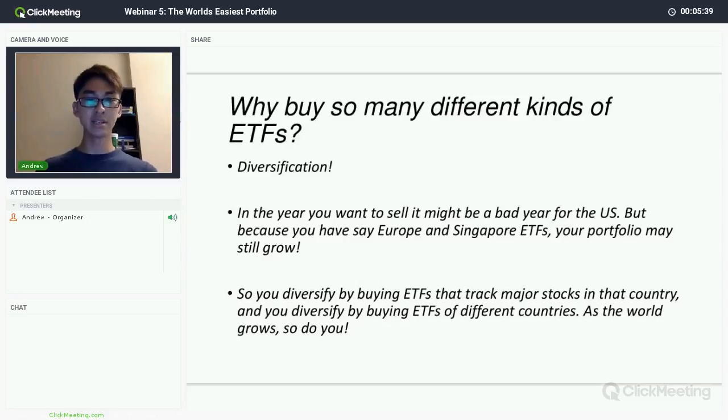So just to re-emphasize the idea that you buy so many different kinds of ETFs, world, US, and Singapore, is because you want to have diversification. So for instance, in the year that you may want to sell your ETFs to realize your profits, like when you're near retirement or when you're much older, it might be a bad year for the US. But because you have, say, a world and Singapore ETF, your portfolio might still have a large amount of profit to be realized when you sell off the ETFs. So you diversify by buying ETFs that track major stocks in that country, and you diversify again by buying ETFs of different countries. As the world grows, so do you.